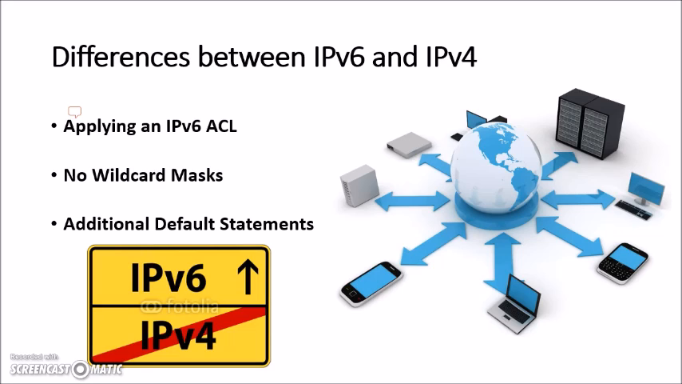Additional default statements. The last major difference has to do with the addition of two implicit permit statements at the end of each IP version 6 access list. At the end of every IP version 4 standard or extended ACL, there is an implicit deny any command. IP version 6 includes a similar deny ipv6 any any statement at the end of each IP version 6 ACL.